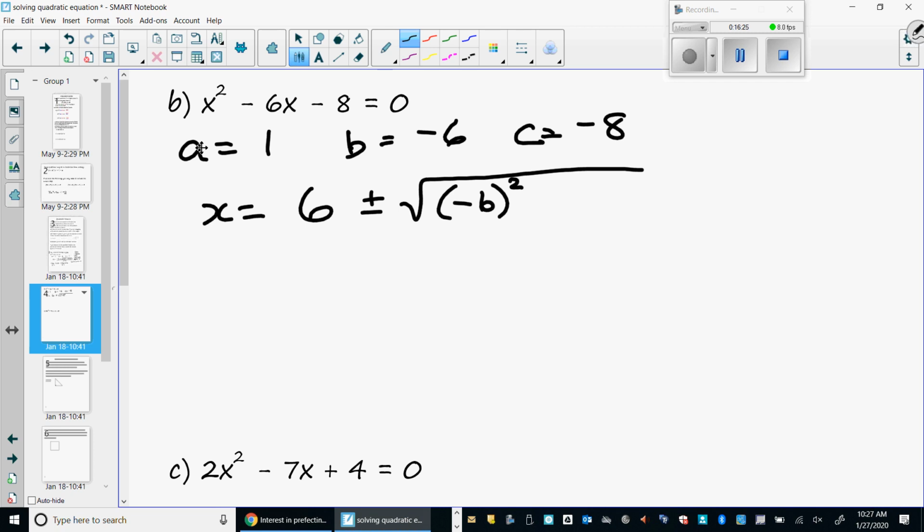Why do you say negative b? That says 6. Would it be positive 6? The rule says minus b. Isn't it positive 6? My first one is yes, but in the bracket it's not. Why? Because in the bracket it's just b squared minus 4ac.